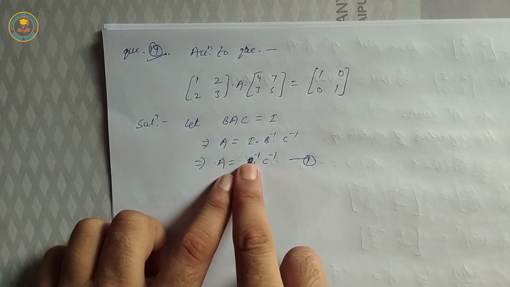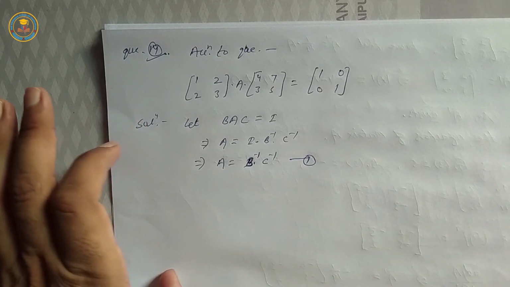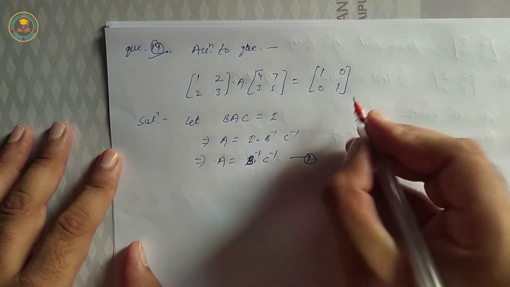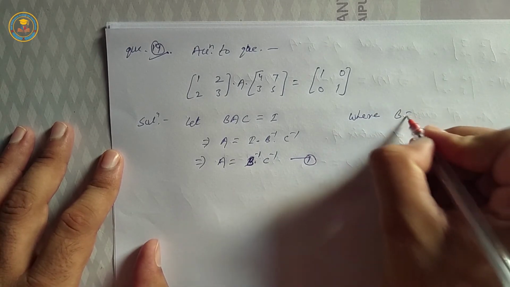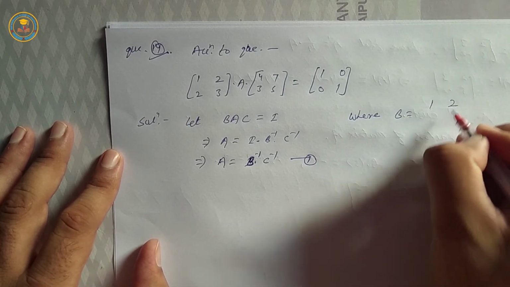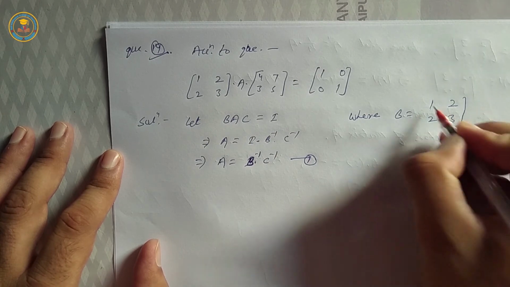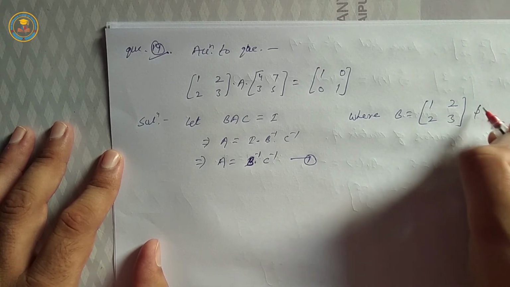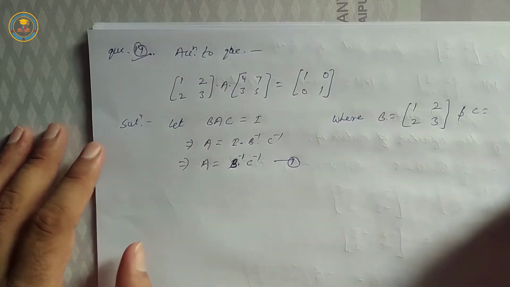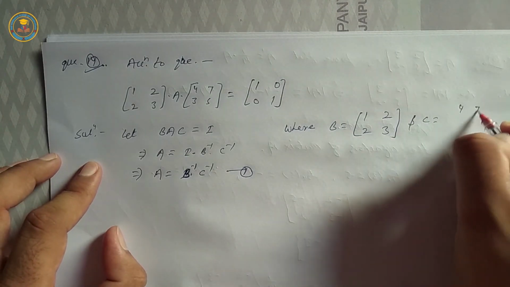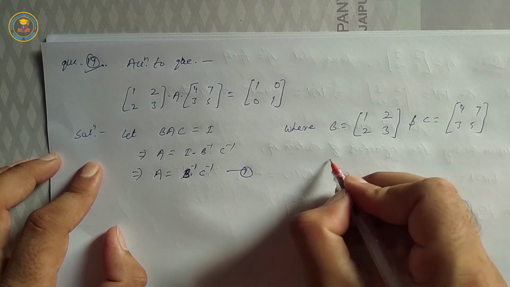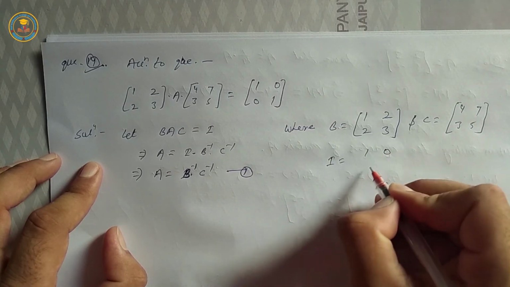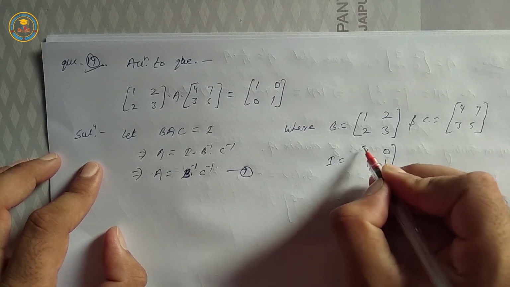Find the value of B inverse and C inverse, where matrix B is equal to 1, 2, 2, 3, and C is equal to 4, 7, 3, 5, and I is equal to 1, 0, 0, 1.